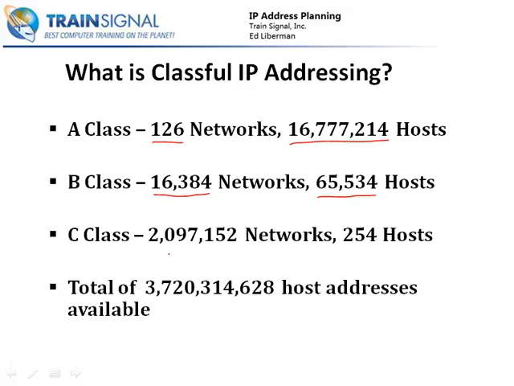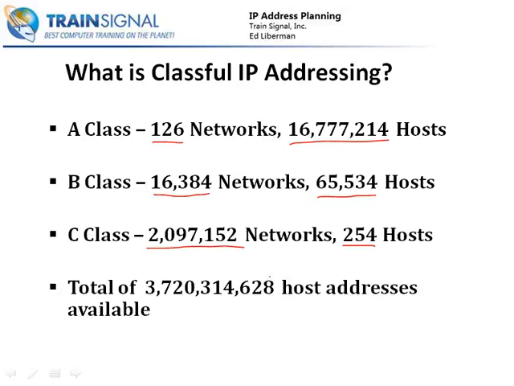And then we have our C class range, and you'll notice that there are quite a few C class networks available, a little over 2 million of them. But each one of those ranges is limited to only 254 host IP addresses. So now we have our smaller companies who can each take one of these C class networks because only 250 hosts are going to be available for them.